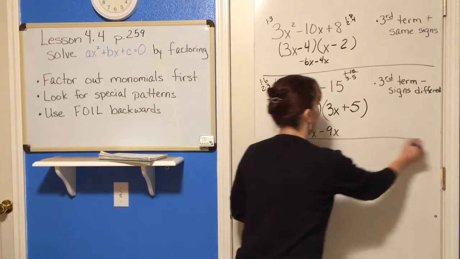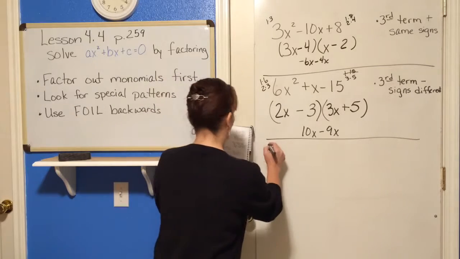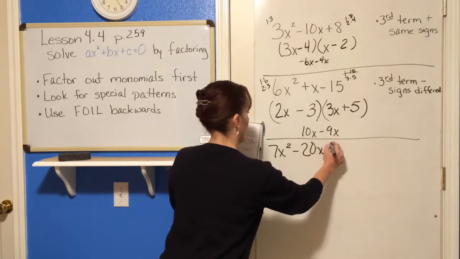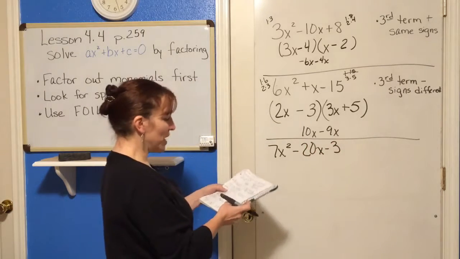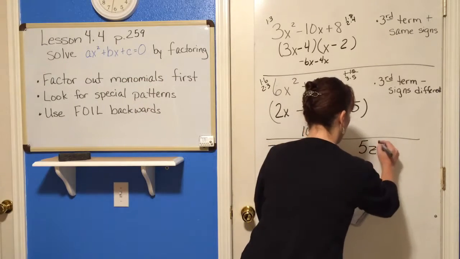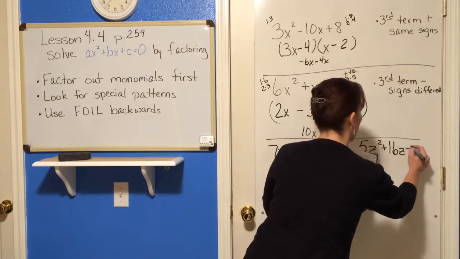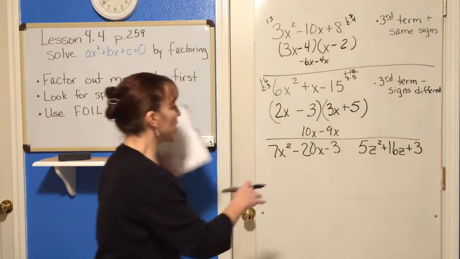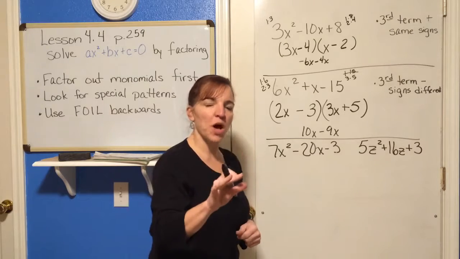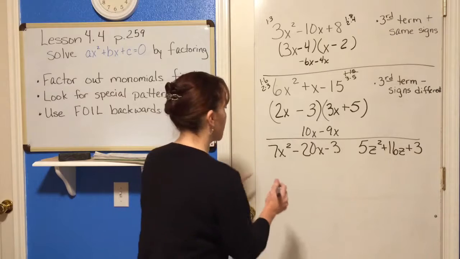So why don't you try, let me give you a couple to try. 7x squared minus 20x minus 3. And you can start working on those. Maybe pause the video and try to work them on your own, and then come back. All right, so pause now and work it on your own, and once you get an answer, come back. All right, now I hope you did that already, because here we go.